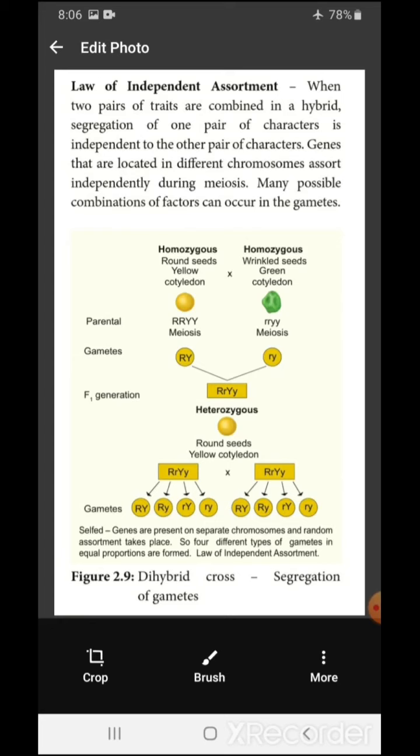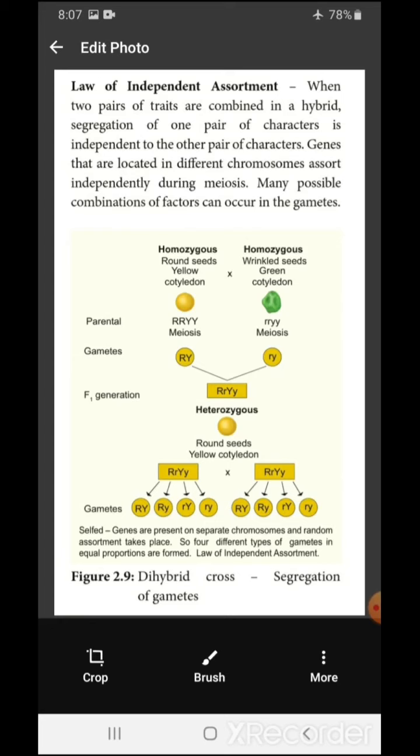Then what do you mean by F2 generation? When the F1 generation undergoes self-pollination or is self-fertilized. So in the basis of the chart we know about selfing. Genes are present on separate chromosomes and random assortment takes place. So 4 different types of gametes in equal proportion are formed. It is only based on the law of independent assortment. So we are getting capital R, small r, capital Y, small y as the heterozygous round seeds with yellow cotyledon.